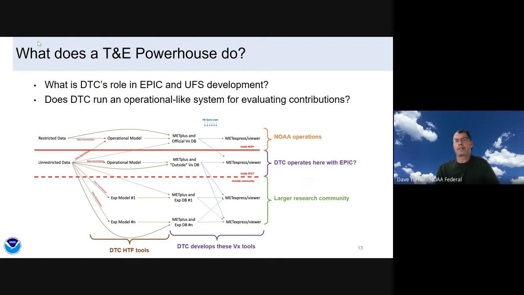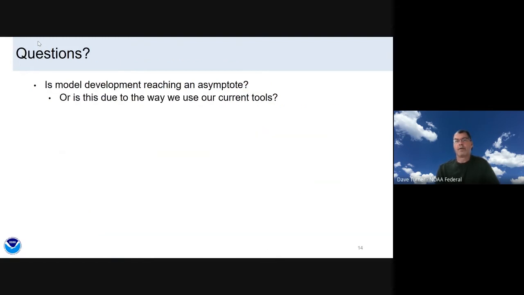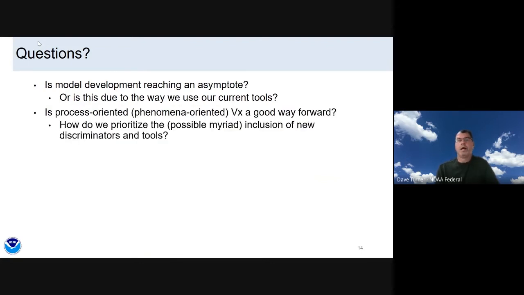So one last set of clicks, please. I think really some questions I'd like to ask the group is, you know, is model development starting to reach an asymptote, or is this just due to the way we're using our current tools? And if it's the latter, how can we use our current tools more cleverly, or do we need new tools? Next click. Is process-oriented or phenomenon-oriented verification a good way forward? And if we agree it is, again, how do we prioritize the potentially infinite number of ways to add new discriminators and tools to our toolkit?